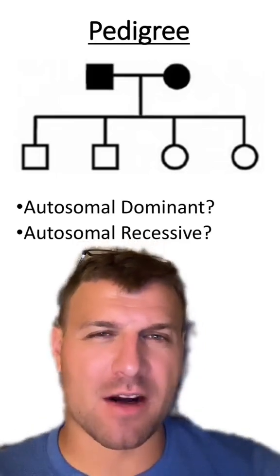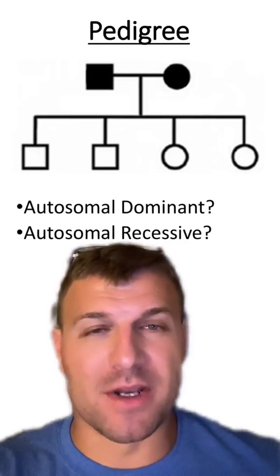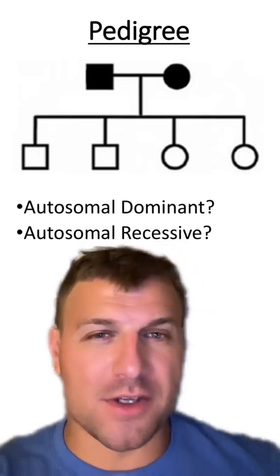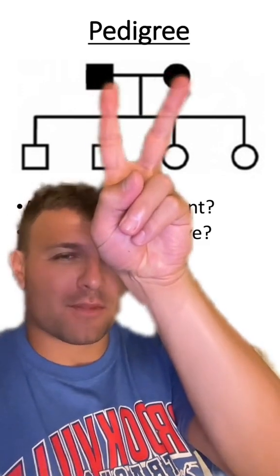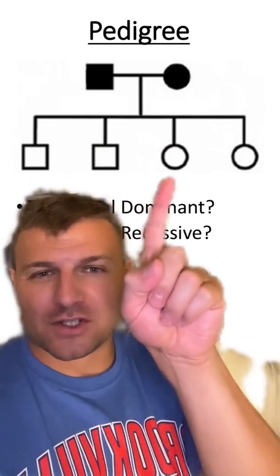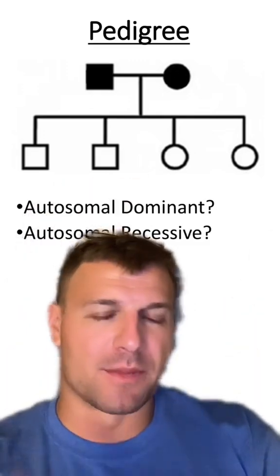Can you tell what type of inheritance pattern this pedigree shows? For this pedigree, we're only going to focus on autosomal dominant and recessive traits. Remember, in pedigrees, squares are males and circles are females. The two individuals here at the top are the parents, and these four individuals are the offspring, and they're all siblings. Let's start with the autosomal dominant inheritance.